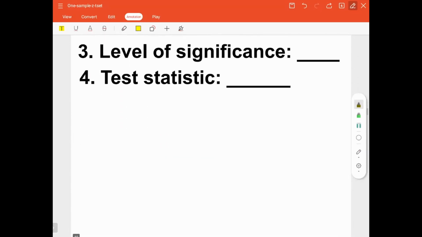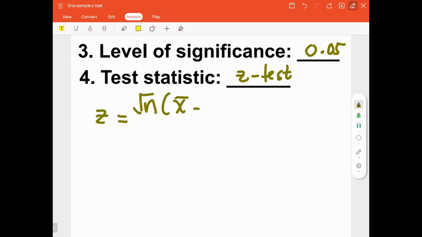Of course, we need to set the level of significance. In the problem, it was stated that the level of significance should be 5%, so this will be 0.05. So what will be the test statistic? Of course, it will be the z-test. Why? Because we are concerned with the population mean, and we know the population standard deviation. Again, the formula for the z-test is z is equal to the square root of n times this quantity x bar minus mu null all over sigma.